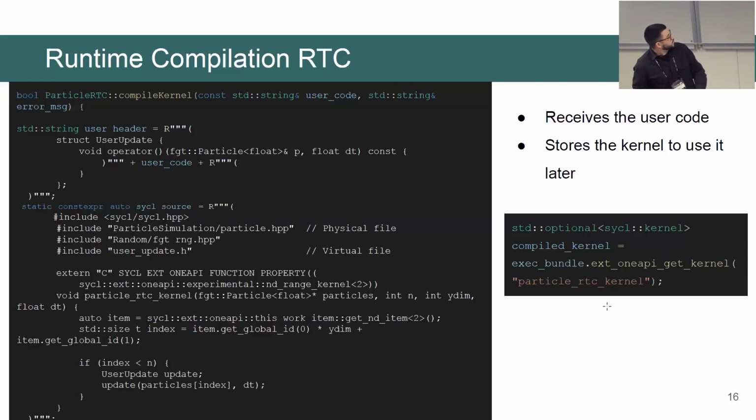In this code, where it's done is FunGT takes the user code and passes it to a kernel. This is all based on the RTC block from Codeplay. I took the example from there.